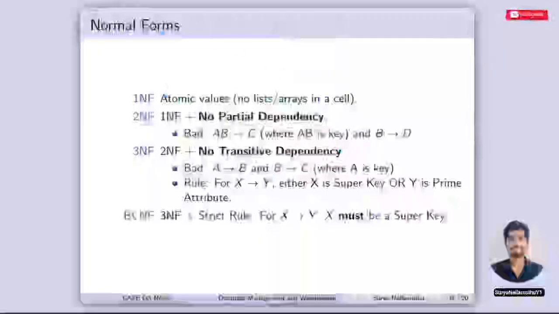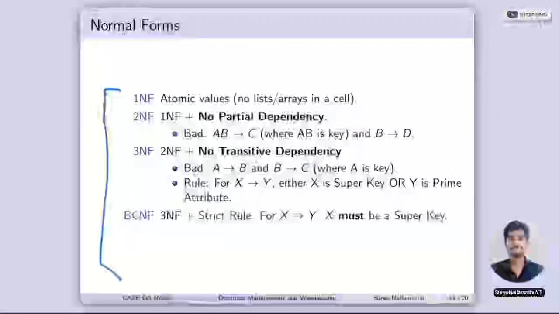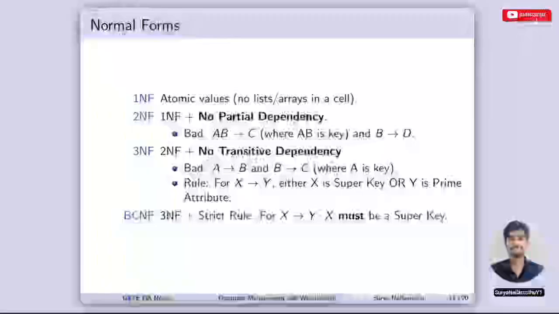Next, normal forms. This is another important topic, and you need to remember these points very well. First, 1NF. 1NF means atomic values, no lists or arrays in a cell. If a table has multiple values in a single cell, then 1NF fails. Only single atomic values may be present; that is the 1NF statement. So we need to check 1NF.